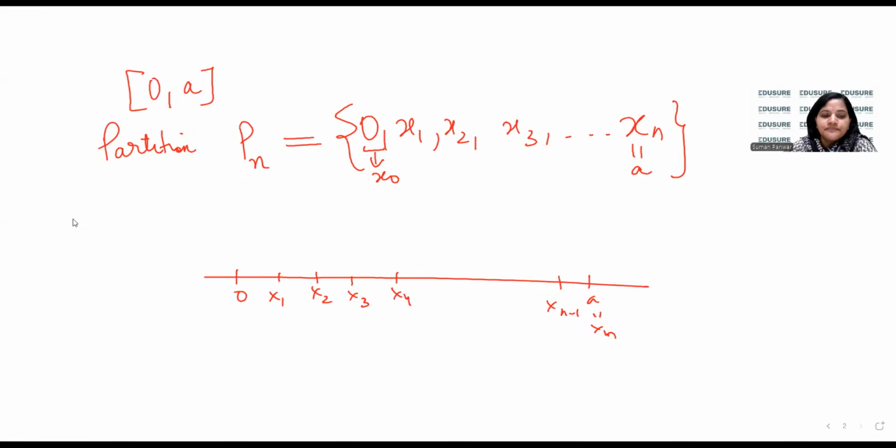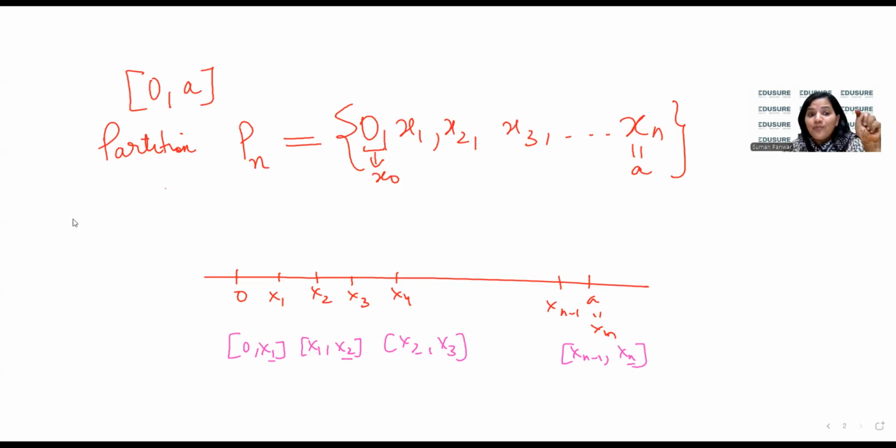Now what is happening? I get subintervals 0 to x1, x1 to x2, x2 to x3, and x_(n-1) to x_n. So how many subintervals are there? 1, 2 till n. That means I have n subintervals, but how many points are there? n plus 1. So any partition containing n plus 1 points has n subintervals. Okay, so now what is happening in these subintervals?